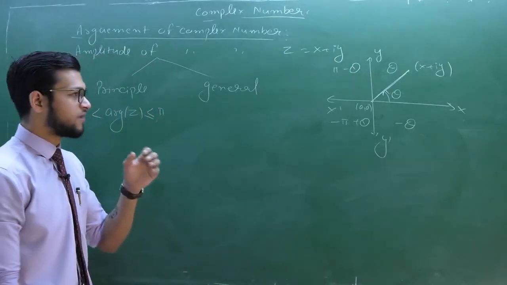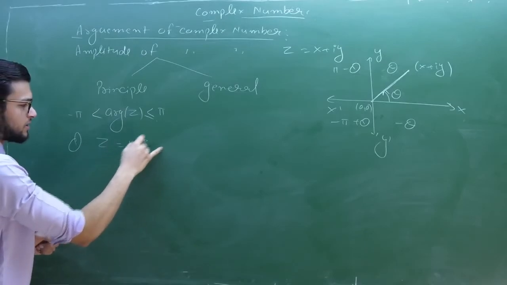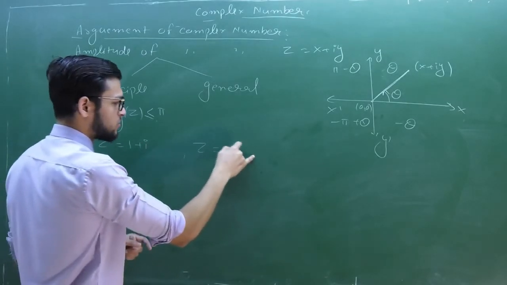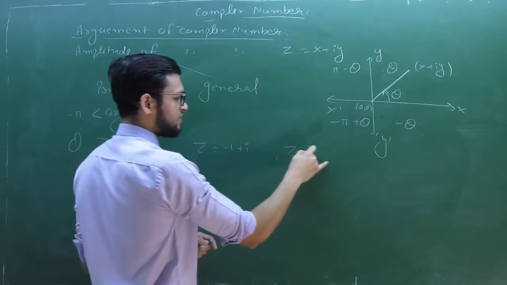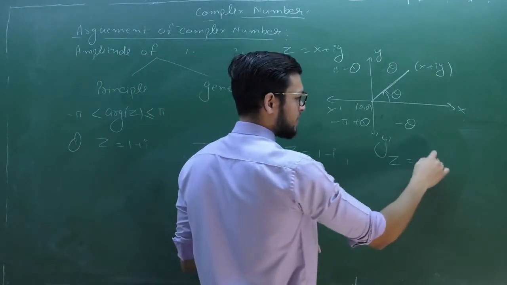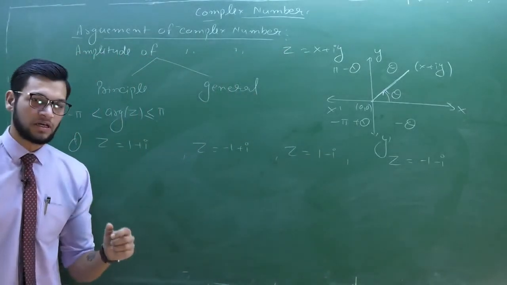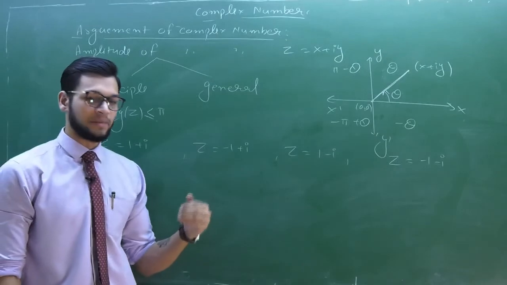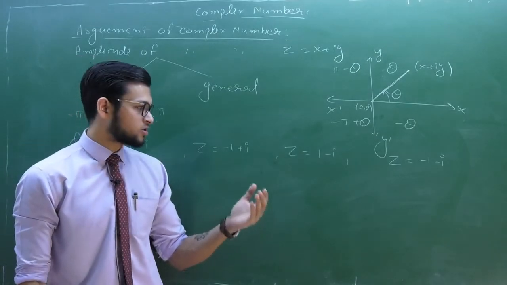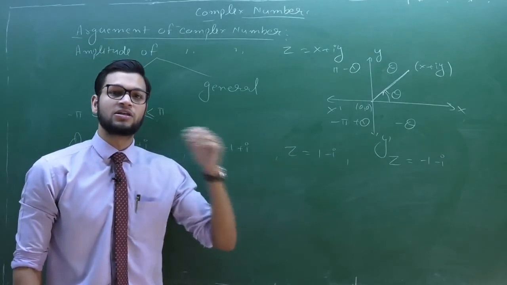Suppose we have complex numbers like z is equal to 1 plus iota, then z is equal to minus 1 plus iota, then z is equal to 1 minus iota, and then z is equal to minus 1 minus iota. In the first case we have z as 1 plus iota, in the second case z as minus 1 plus iota, in the third 1 minus iota, and in the fourth one minus 1 minus iota.